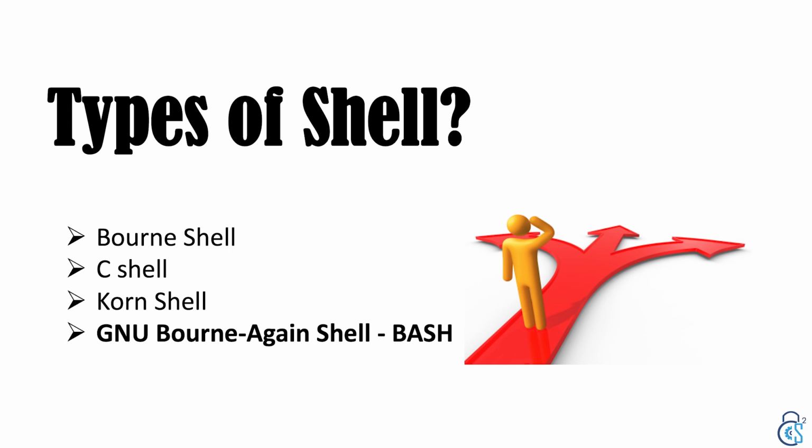Types of shell. There are two main shells in Linux. One, the Bourne shell. The prompt for this shell is $, and its derivatives are listed below. POSIX shell, also known as sh. Korn shell, also known as ksh. Bourne Again shell, also known as Bash, the most popular.